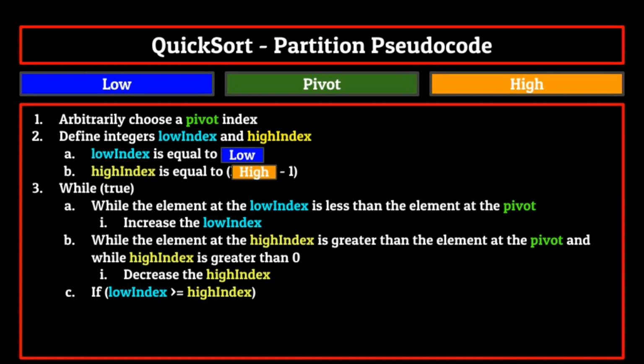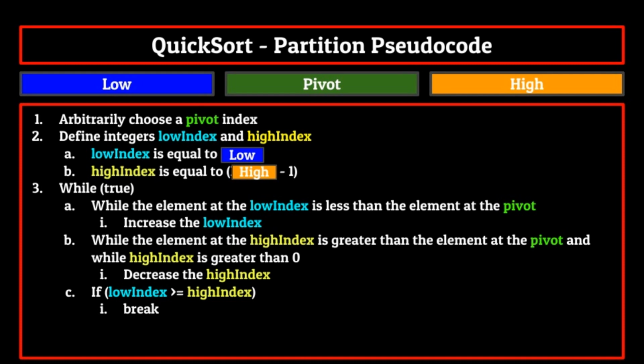Another note is that this is the exit case I talked about at the beginning of the pseudocode. Once the low index is greater than or equal to the high index, we can be assured that the partition has been completed and exit out of the loop using a break statement. Until then, however, we repeat these two while loops until this condition is satisfied. Okay, so if this statement is true, then we break out of the outer while statement.